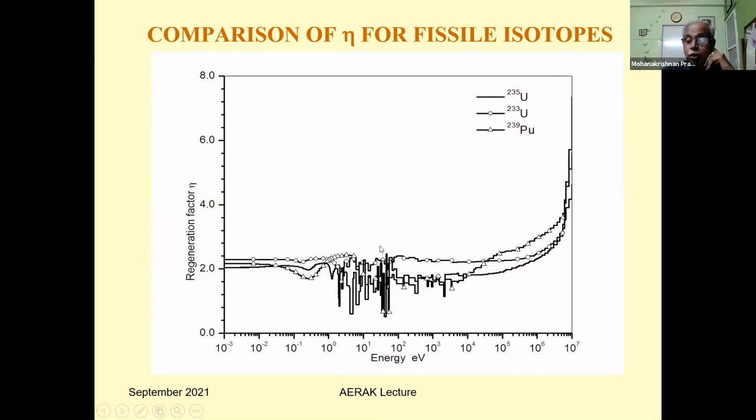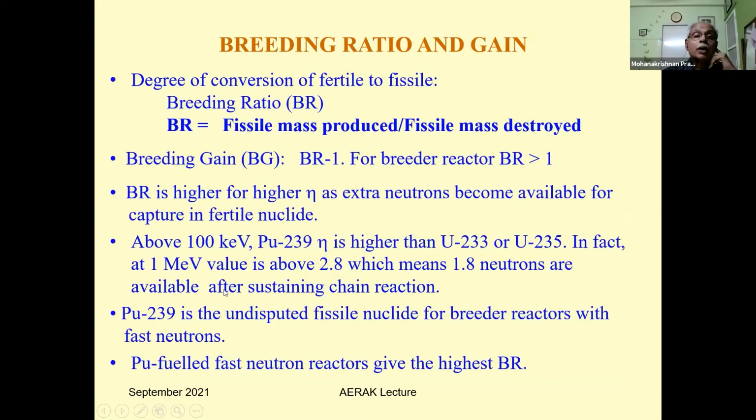So, in principle, it is possible to produce a breeder reactor above 100 keV. Pu-239 eta is higher than that of U-233 or U-235. In fact, at 1 MeV, it is about 2.8. The breeding ratio is the fissile mass produced divided by fissile mass destroyed, and breeding gain is breeding ratio minus 1. For a breeder reactor, the breeding ratio should be greater than 1. So Pu-239 is the undisputed fissile nuclide for breeder reactors with fast neutrons.